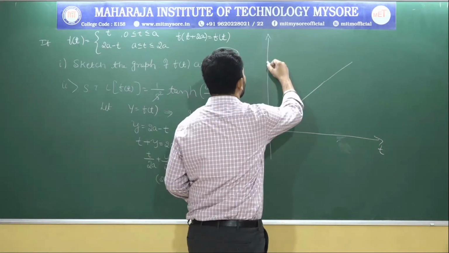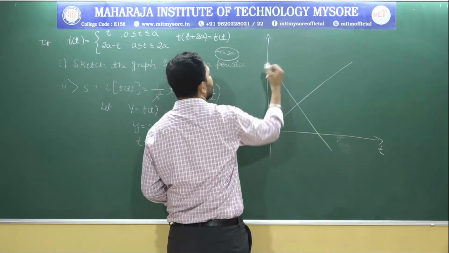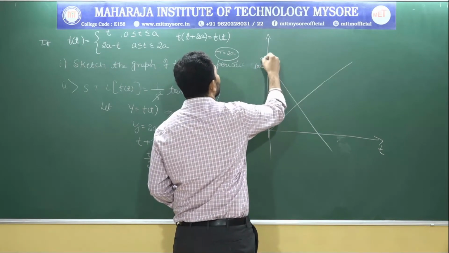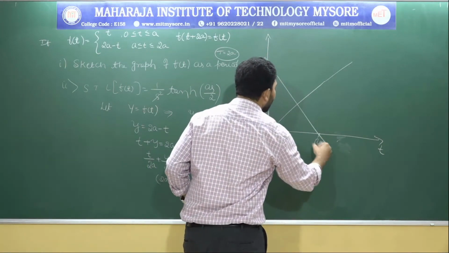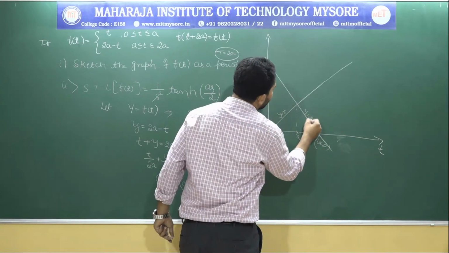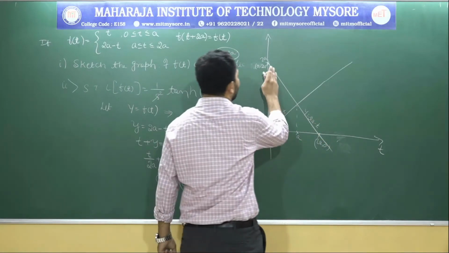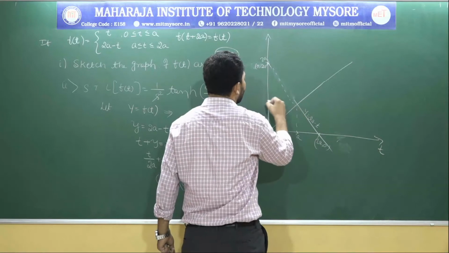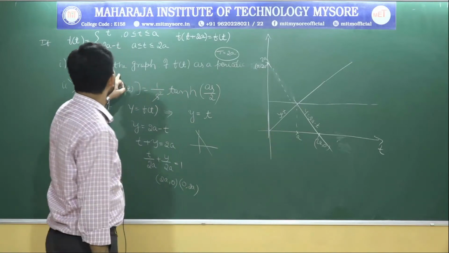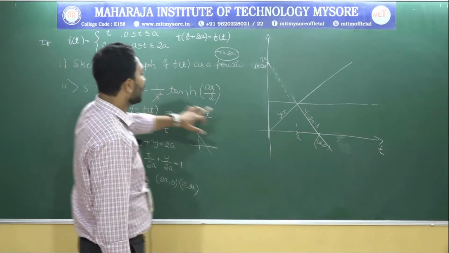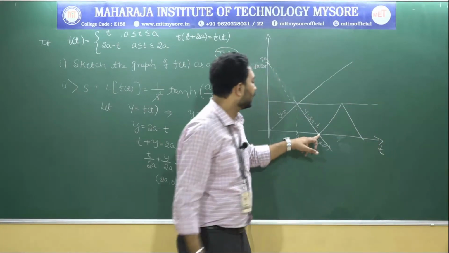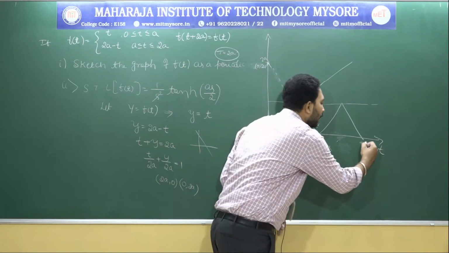So what is the graph now? If I take this as 0 comma 2a and this as 2a comma 0, so this is nothing but a. So this is our y equals t and this is our y equals 2a minus t. Okay. So this is the required graph for the functions y equals t and y equals 2a minus t. If we continue this, we'll get the graph like this, 2a to 4a.